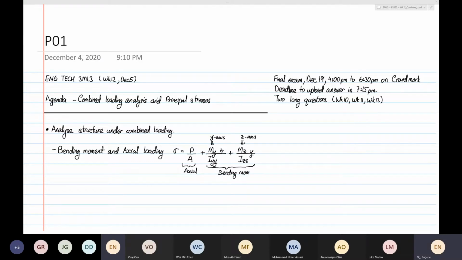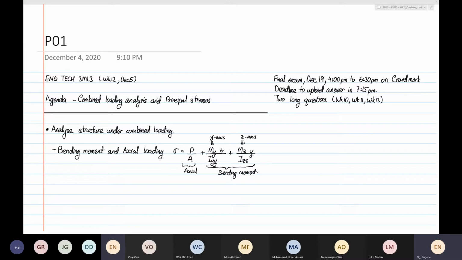Okay? So you still have to remember what you have learned before week 10, okay? Because this is one chapter that integrates everything, whatever we have learned. This is like the grand finale, okay? And it also has Mohr's circle. That's why we have principal stress.